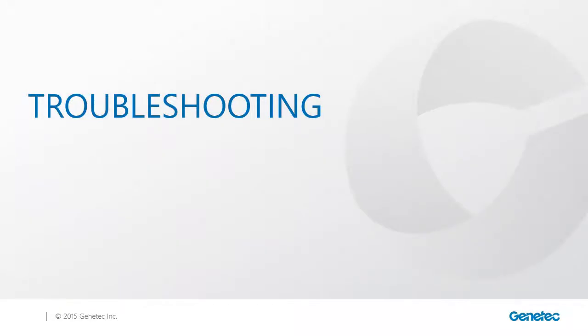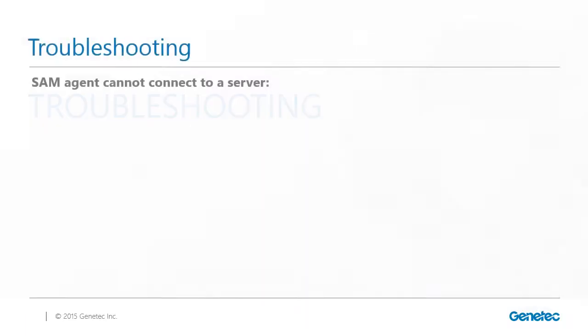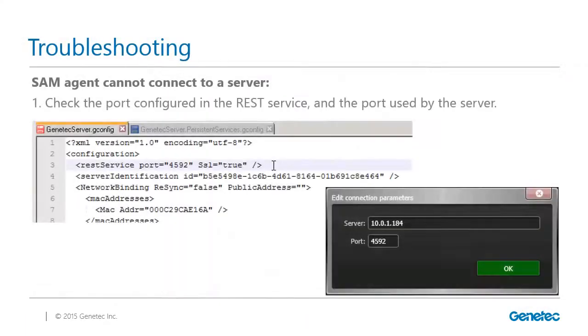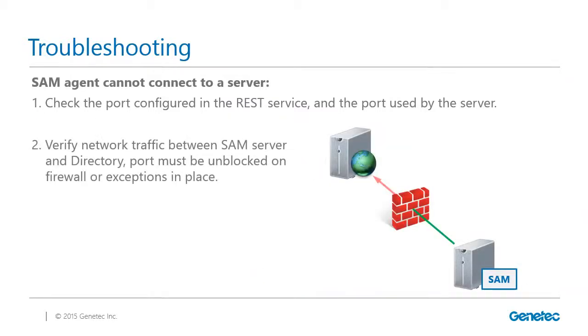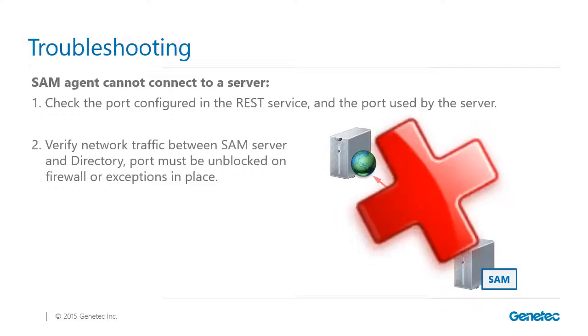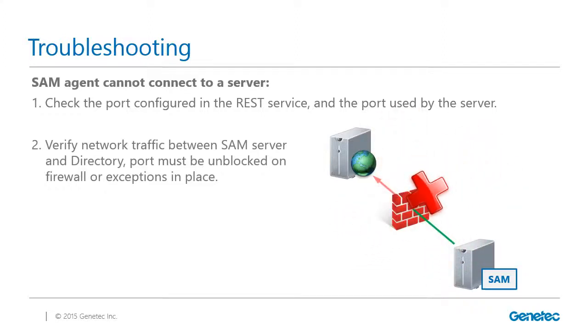The last thing I'd like to take a look at are a few troubleshooting steps that might be useful for you. In case you're in the SAM agent application and it cannot connect to a server, first take a look at the port that was configured in the REST service and the port in use by the server in the agent. Second, make sure the SAM server and the directory server can communicate over the network through this port. Make sure any firewalls in place have this port unblocked or add exceptions to allow traffic to go through.